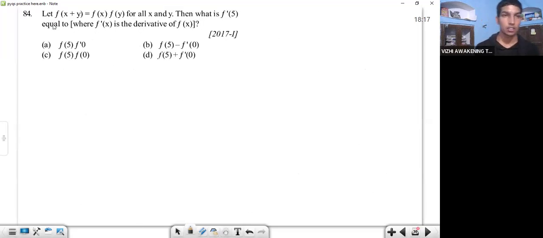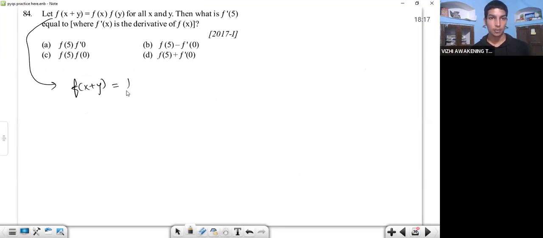84th question. Let f of x plus y equal f of x into f of y for all x and y. Then what is f dash of 5 equal to, where f dash of x is the derivative of f? So here we can see, by the statement of the function itself, we come to understand that f is an exponential function.